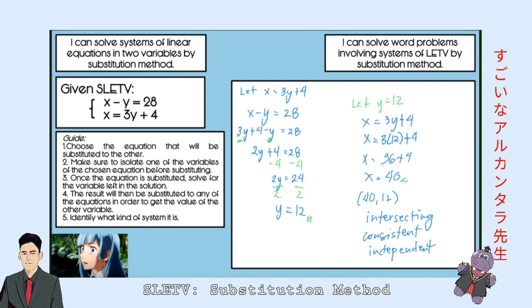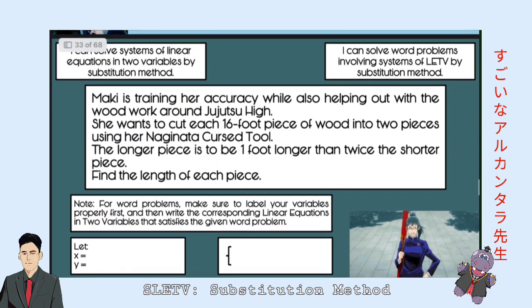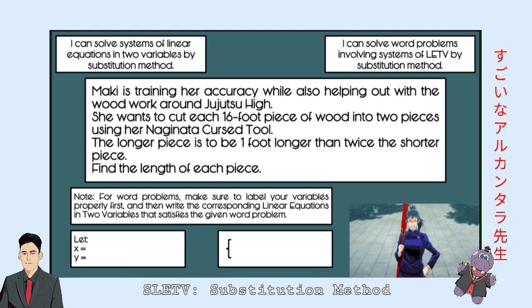And our last example, now that we're done with Miwa, let's go with our friend Maki. So Maki is training her accuracy while also helping out with the woodwork around Jujutsu High. She wants to cut each 16-foot piece of wood into two pieces using her Naginata curse tool. So the longer piece is to be 1 foot longer than twice the shorter piece. Find the length of the piece.